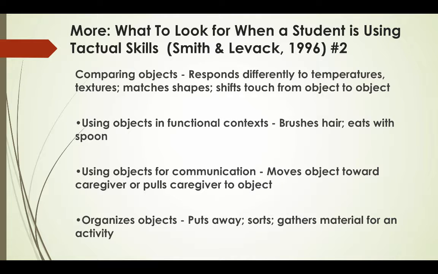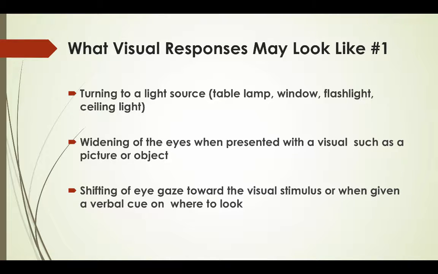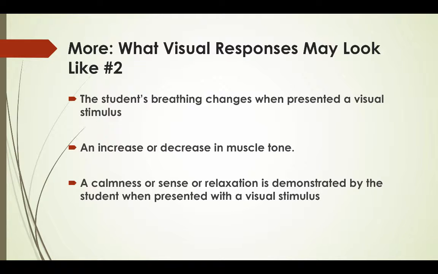What visual responses may look like: they would turn to a light source, such as a table lamp, a window, a flashlight, or a ceiling light. You may notice the widening of the eyes when the student is presented with a visual, such as a picture or object. You may notice a shifting of eye gaze toward the visual stimulus, or when given a verbal cue on where to look. Additionally, the student's breathing may change when presented a visual stimulus, there may be an increase or decrease in muscle tone, or a calmness or sense of relaxation may be demonstrated when they are presented with a visual stimulus.